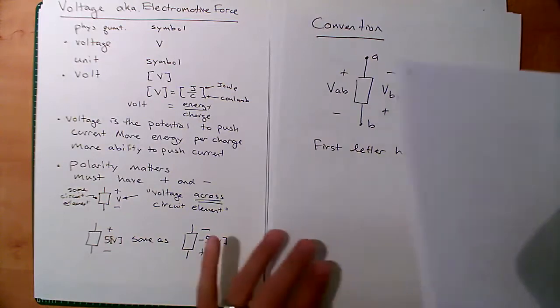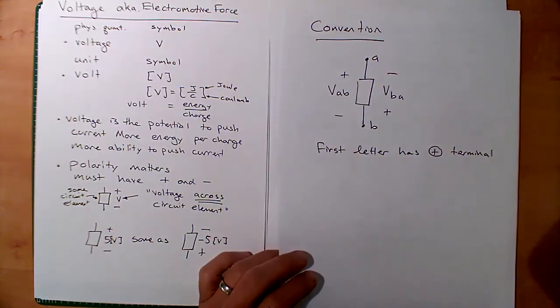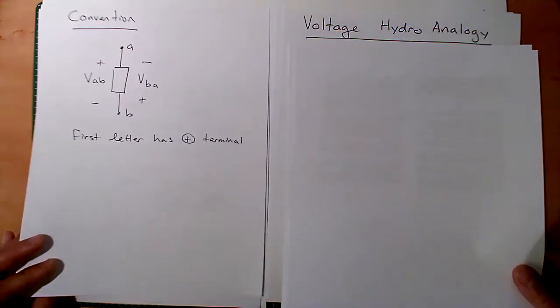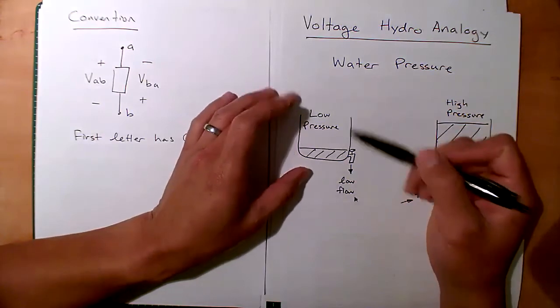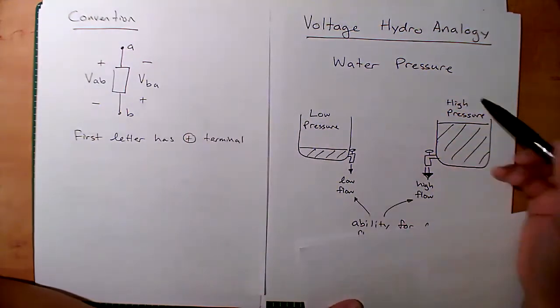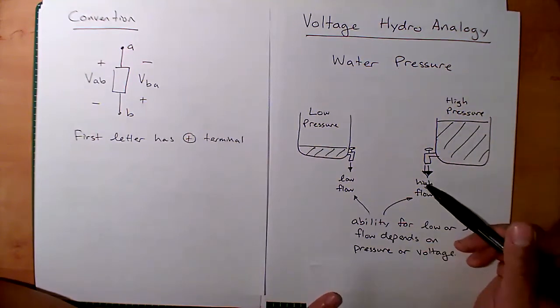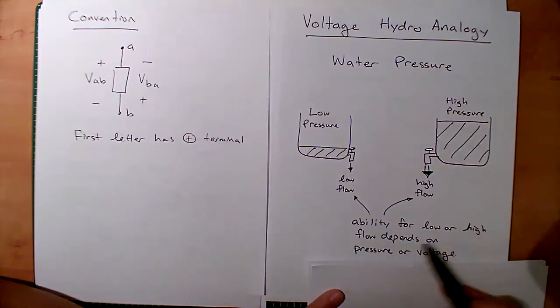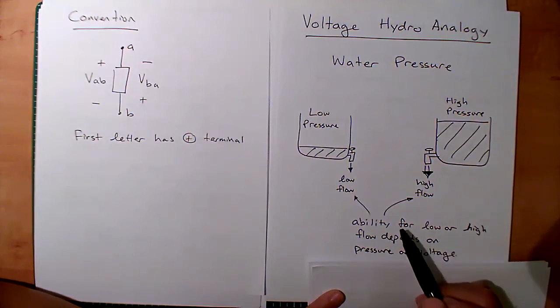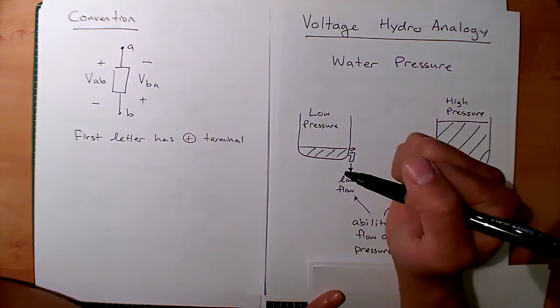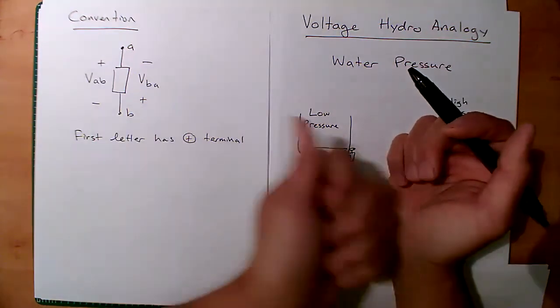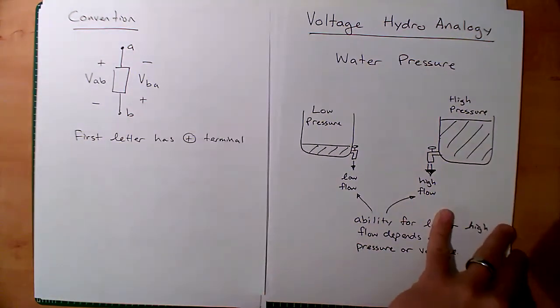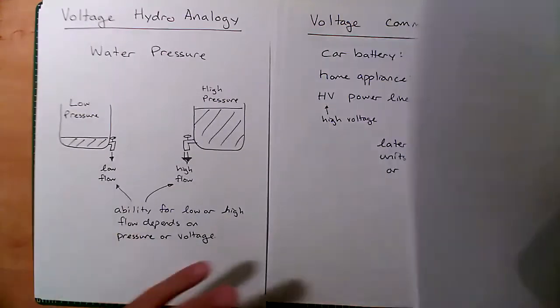And again, I like to have a hydro analogy for all these physical quantities. For voltage, I like to think of it as water pressure, right? And so here's an example. This is a low voltage or low pressure situation, which is going to result in low flow. This is a high pressure situation, which is going to result in higher flow. So the ability for low or high flow depends on pressure, or voltage. Think of voltage as pressure. It's not really doing anything, it's pushing, it's pushing, it's pushing. And current is the actual flow, right? Good.